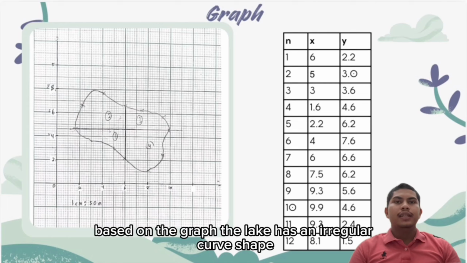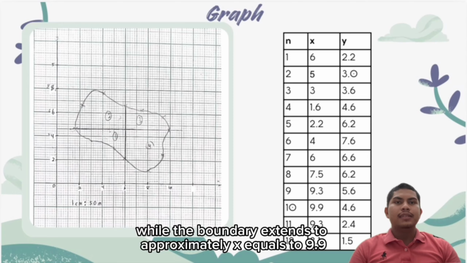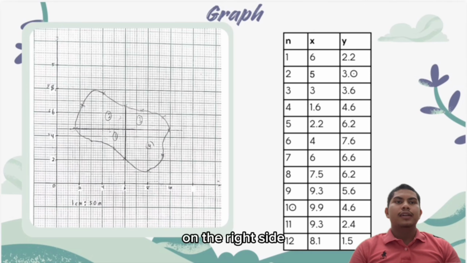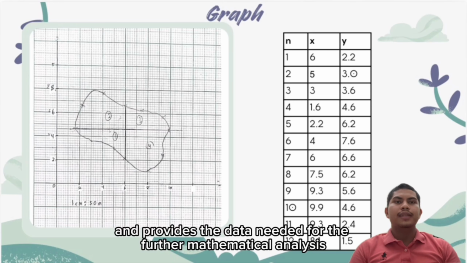Based on the graph, the lake has an irregular curve shape. The highest point of the graph is around coordinate 7.6, while the boundary extends to approximately x equals 9.9 on the right side. This graph helps us visualize the actual shape of the lake and provides the data needed for further mathematical analysis.